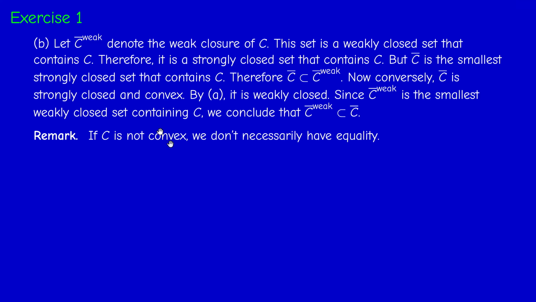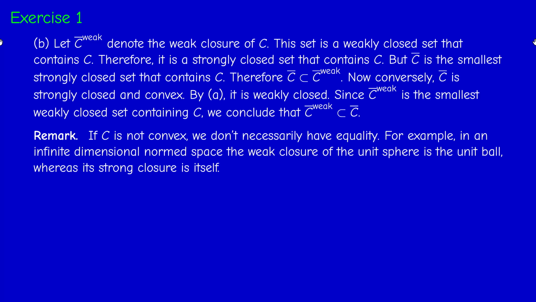Now, if C is not convex, you don't necessarily have equality. So the first inclusion is true, but not the second one. For example, if you recall in the lectures, in an infinite dimensional normed space, we proved that the weak closure of the unit sphere is the unit ball, whereas the strong closure of the unit sphere is the unit sphere itself, because the unit sphere is strongly closed. So we don't have equality in this case.